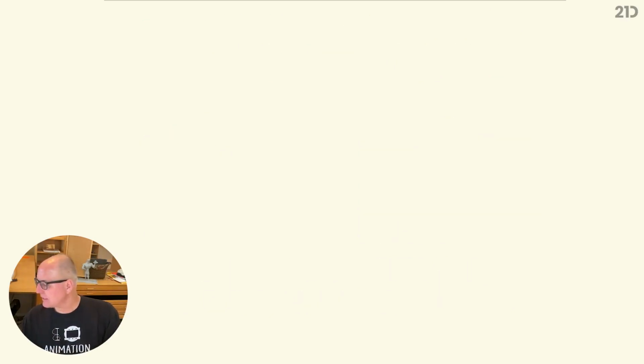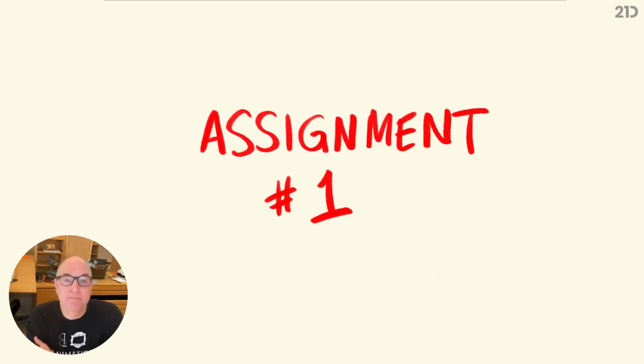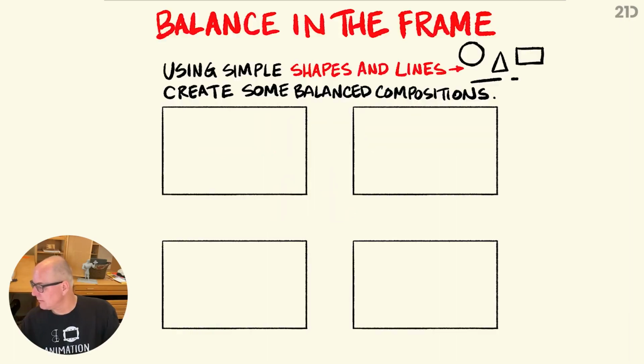All right, guys, this brings us to assignment number 1. So we've talked about composition within a frame. Let's keep to that rectangle frame when we talk about this assignment. What I'd like for you guys to do is draw out rectangle shapes on a piece of paper or within Photoshop or Procreate or whatever you want to use, and just utilizing a circle, a rectangle, a triangle, and maybe a couple lines, create different variations within a frame of a design.